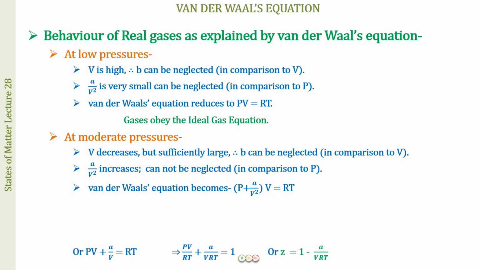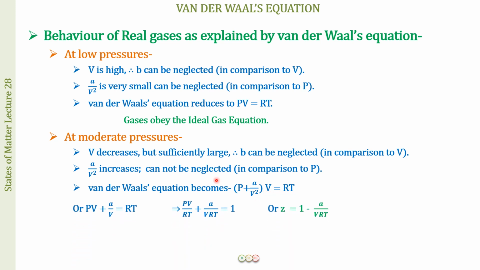So the van der Waals equation becomes (P plus a by V square) into V equal to RT. If you solve this further, you get PV plus a by V equal to RT, or PV by RT plus a by VRT equal to 1. Now, if you remember the previous lecture, PV by RT is equal to Z, the compressibility factor. So let us replace this by Z. You get Z equal to 1 minus a by VRT.